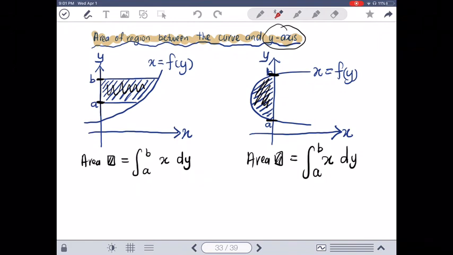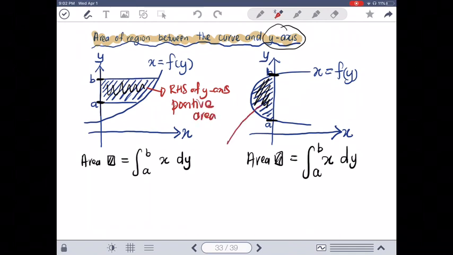For the area of these two, on the right hand side of the y-axis, we will get positive area. The left hand side will produce negative area. Okay, so this is positive area, negative area. Positive because it is on the right hand side of the y-axis, negative because it is on the left hand side of the y-axis.